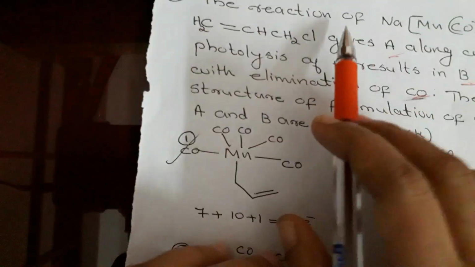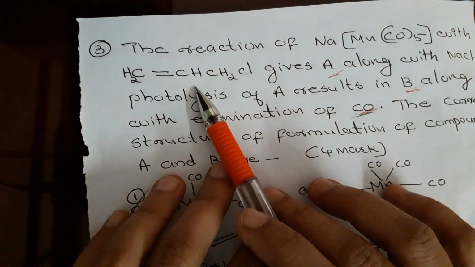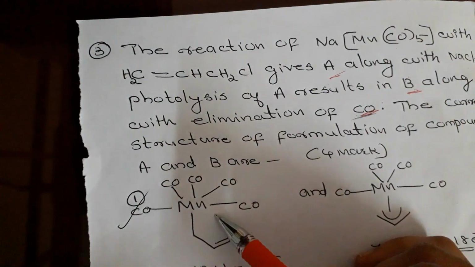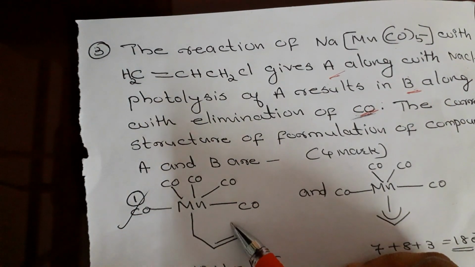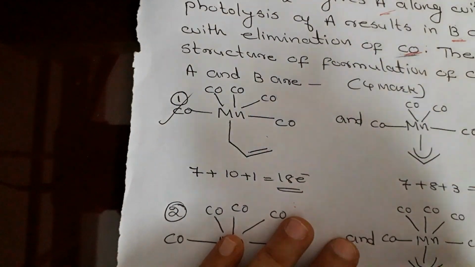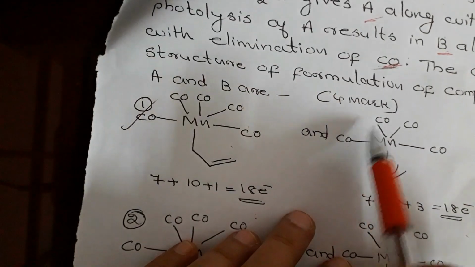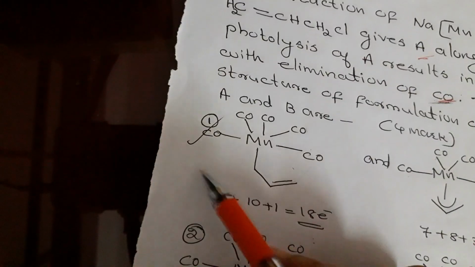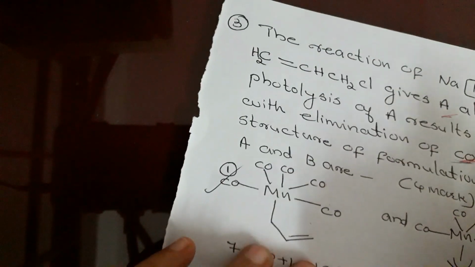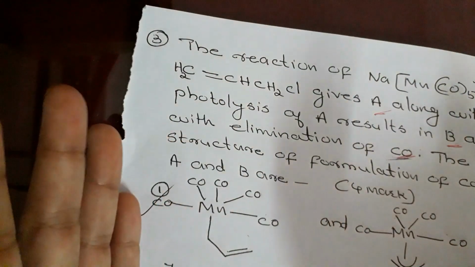So okay, the reaction of NaMn(CO)5 with this compound gives A. This is the compound A. Then this A undergoes photolysis, giving B along with the elimination of CO. That means one CO group is eliminated. So here 1, 2, 3, 4, 5 CO groups, here there are 4 CO groups. So this is the correct answer. Okay, but this type of long question will also come, so you do not need to bother about that. Just this type of question is coming.